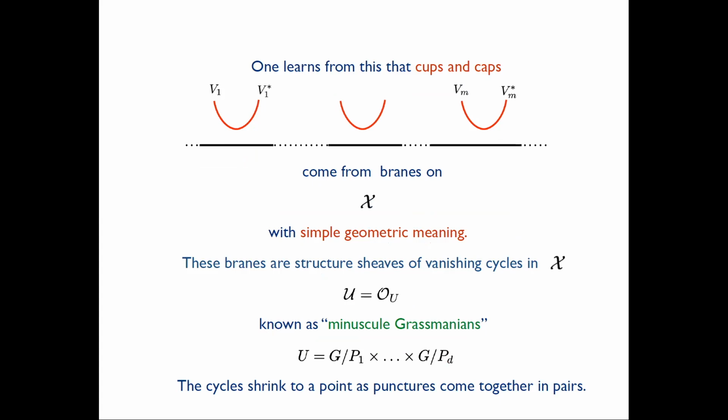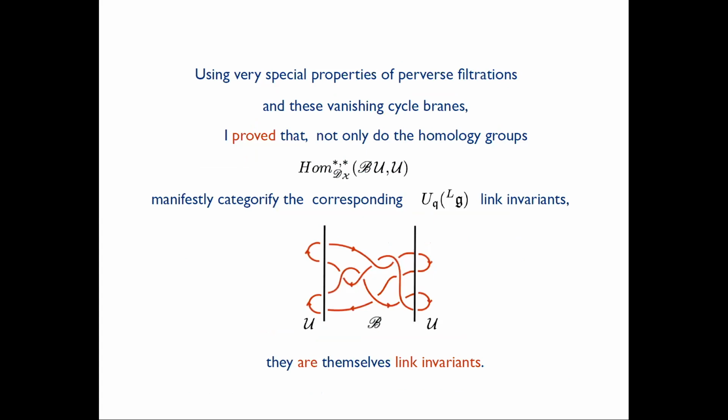And so using very special properties of these filtrations, which let you explicitly describe the action of braiding on the category, I proved that homology groups not only categorify the corresponding invariants, but that they are themselves invariant. The fact that they categorify them is manifest. The fact that they are actual link invariants, that the vector spaces themselves are link invariants, is something you have to prove, and you can do it.